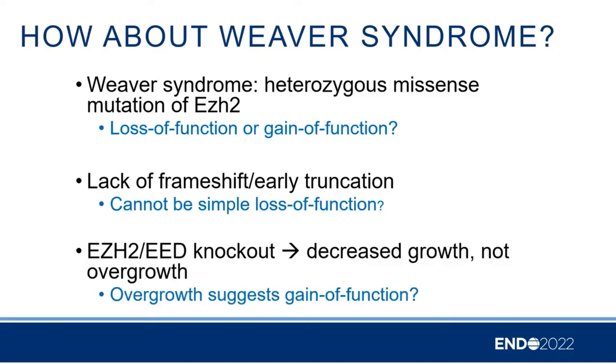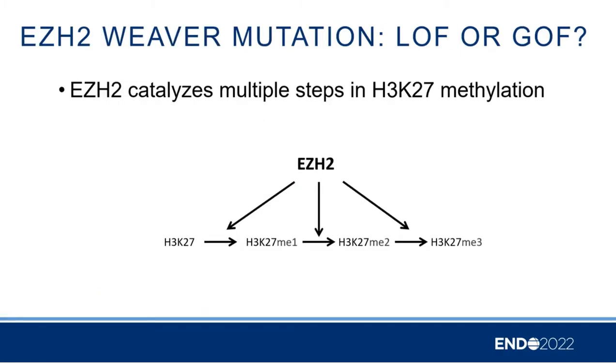And because our knockout, which is a loss of function, has decreased growth, we wonder, could it be that increased activity of EZH2 causes overgrowth? And so we decided to study EZH activity.